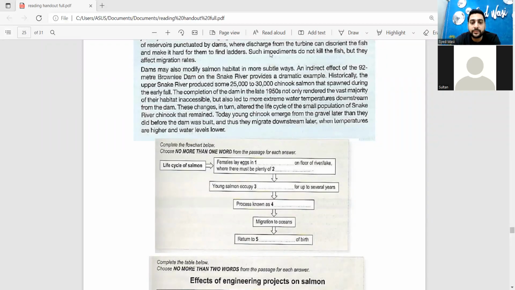Gap number 1 here. Females lay eggs in dash on the river, on the floor of river or lake. Here, first you have to identify the key points. These are females and eggs, river or lake, right? So where do we get it?